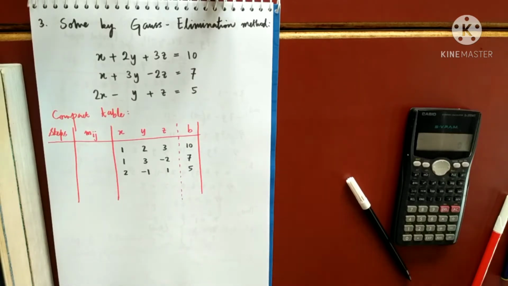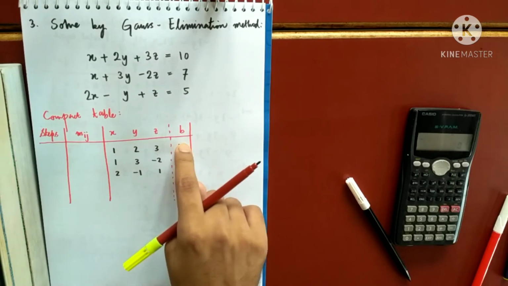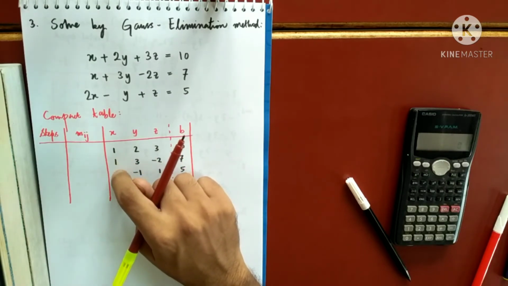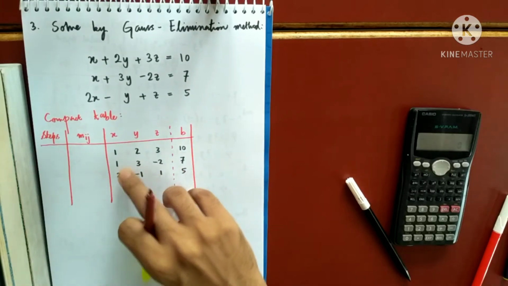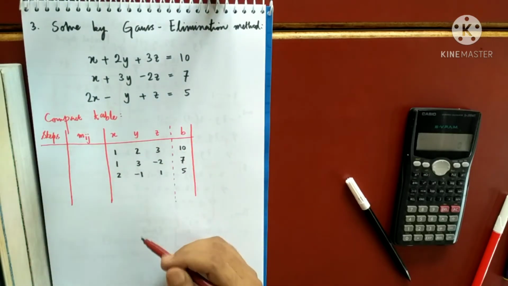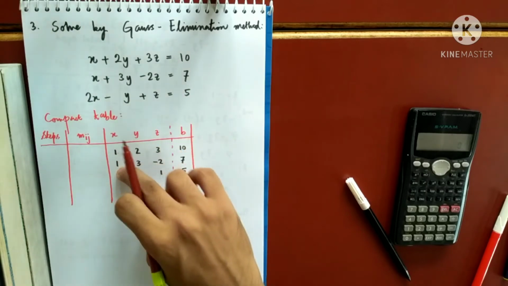Now remember the process. What was the process? With the help of the first equation, I will eliminate this and I will eliminate this. So what do I have to multiply to equation 1? I will first divide by 1, so no need to write that. I'll take the negative of this.